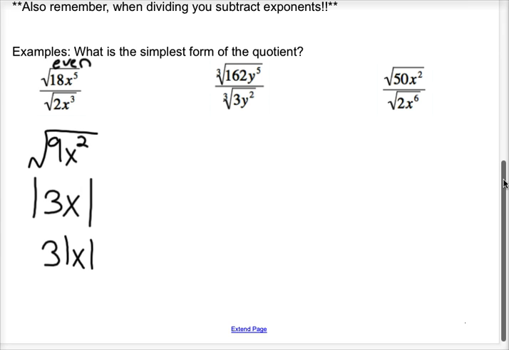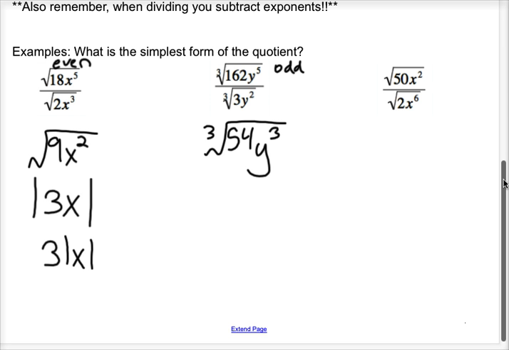Now for this next one, we're in luck. We're dealing with an odd index, so we're not going to have to consider that absolute value stuff. We just get to simplify this one. Again, the first thing I'm going to do is simplify my fraction. 162 divided by 3 leaves me with 54. Y to the 5 divided by y to the 2. Well, 5 minus 2 leaves me a y to the third.